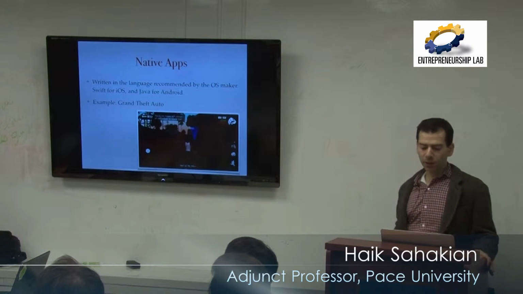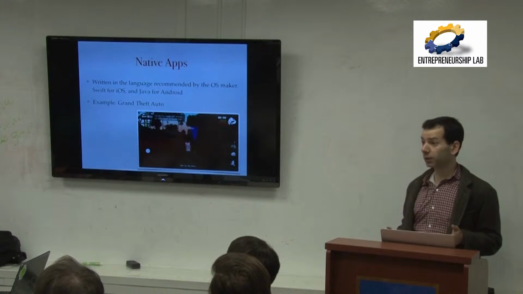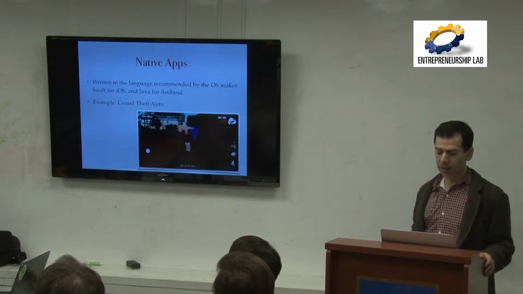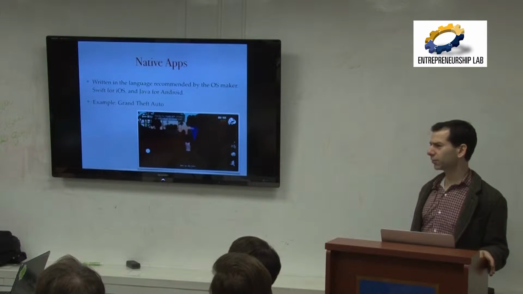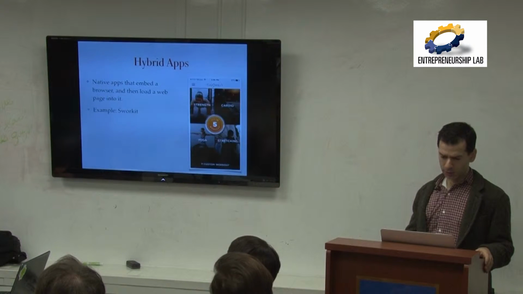So native apps are apps for a mobile device that are written in the language recommended by the maker of the operating system. Swift for iOS, used to be Objective-C, and Java for Android. And a good example is Grand Theft Auto. It's very hard to make Grand Theft Auto using any other technology. And hybrid apps.